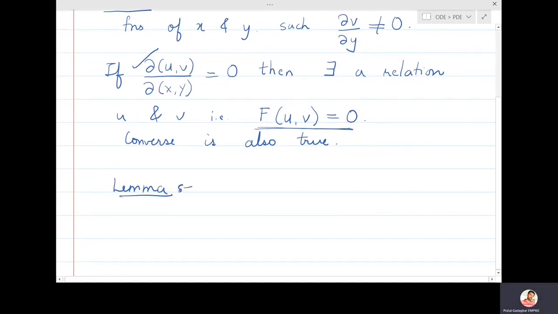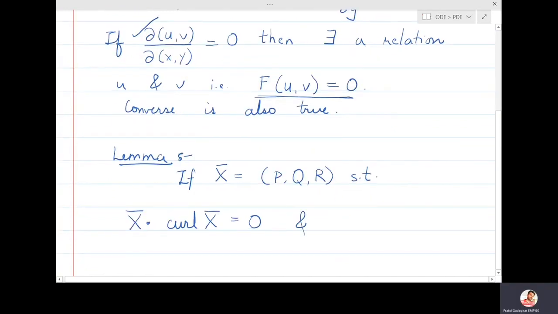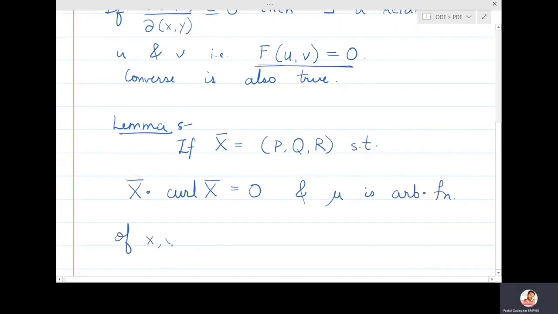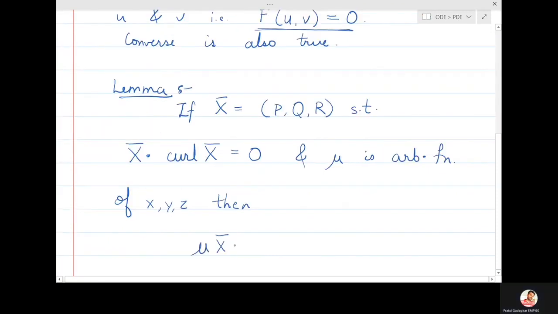So let me write a lemma. If X bar is given by (P, Q, R), where P, Q and R are functions of x, y, z, such that X bar dot curl of X bar is equal to 0, and mu is some arbitrary function of x, y, and z, then mu X bar dot curl of mu X bar is also equal to 0.